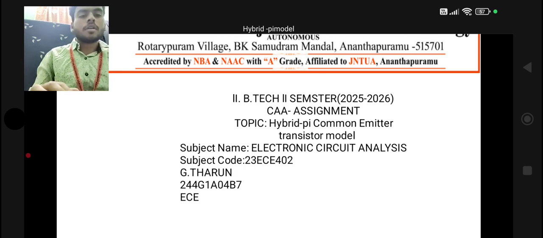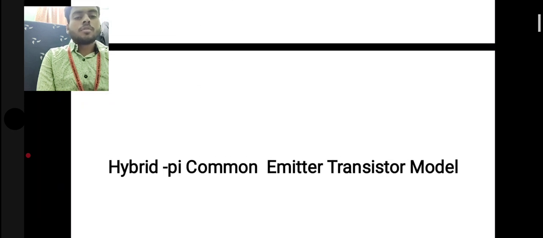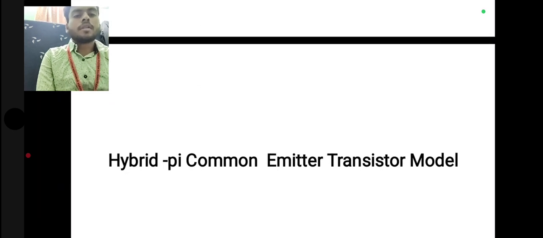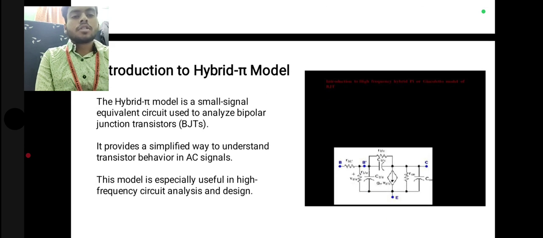Today's topic regarding electronic circuit analysis is the hybrid pi common emitter transistor model. So let us discuss briefly about the hybrid pi model. My topic name is hybrid pi common emitter transistor model. Introduction to the hybrid pi model.